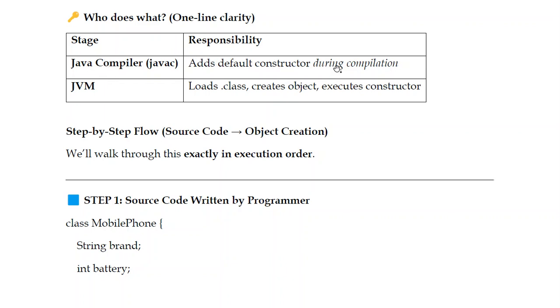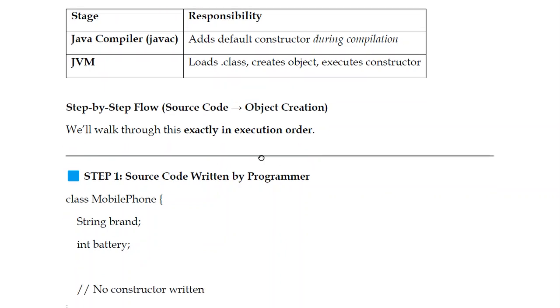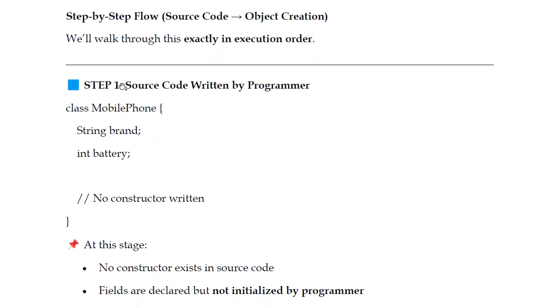So what happened? The Java compiler adds the default constructor during the compilation. After the compilation, you can see the default constructor is present. The JVM loads the class file, creates objects and executes the constructor. The JVM is not creating the default constructor. Mark my word, important thing: the Java compiler is creating the default constructor. This is the workflow.